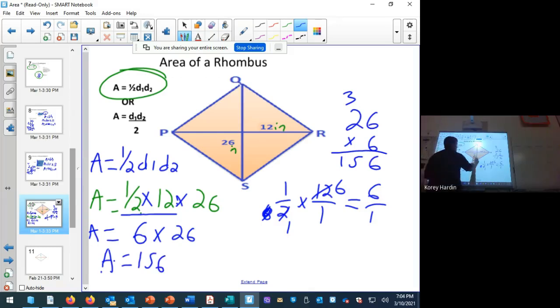Now, I am going to go back up and I'm going to look at the inches. I'm going to square it. Okay?